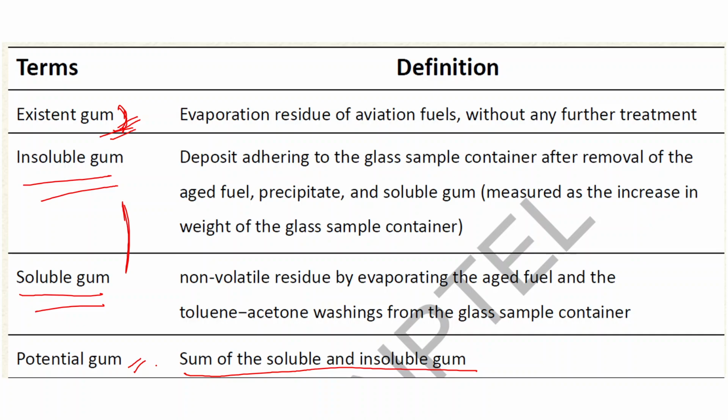The existent gum is basically the amount we got, but obviously it is not possible that all the olefins and diolefins have oxidized and formed gum. Some amount may have been left, but all that left amount of olefins and diolefins also has the potential to oxidize and convert into gum. So all that gum, if we include it together, is the potential gum. Okay.